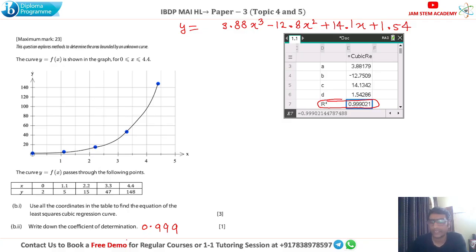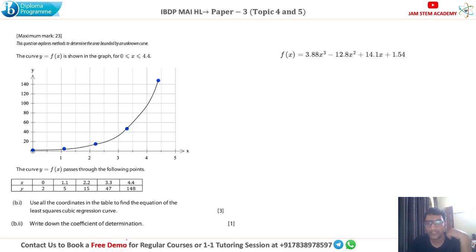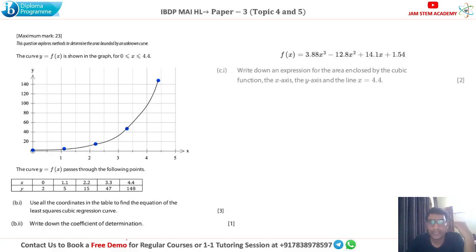Now we have the cubic regression. The equation looks like this: 3.88 x cubed minus 12.8 x squared plus 14.1 x plus 1.54. In the next part, it says, write down an expression for the area enclosed by the cubic function, x-axis, y-axis, and the line x equals 4.1. The meaning is, this time we have an estimated equation of the curve. Now we can use our integral. So we have to write the integration of what? This cubic equation, 3.88 x cubed minus 12.8 x squared plus 14.1 x plus 1.54 dx.